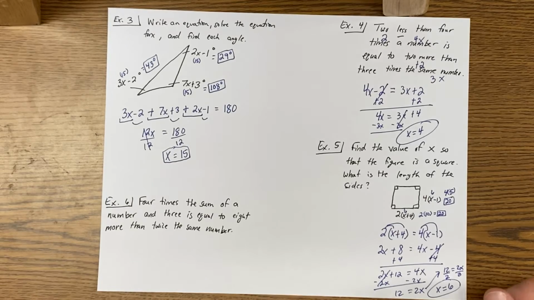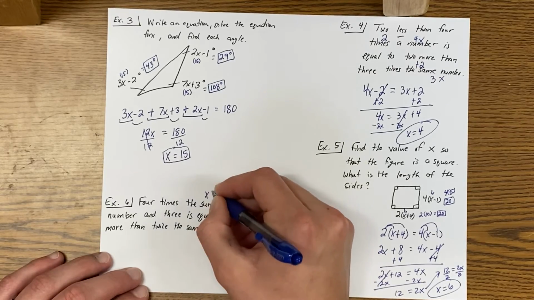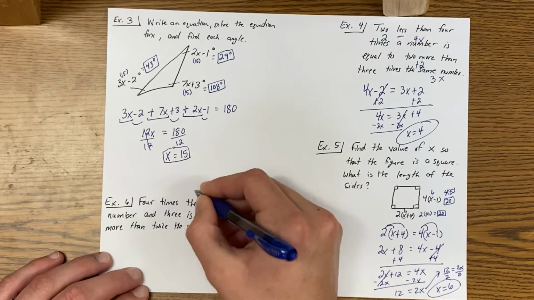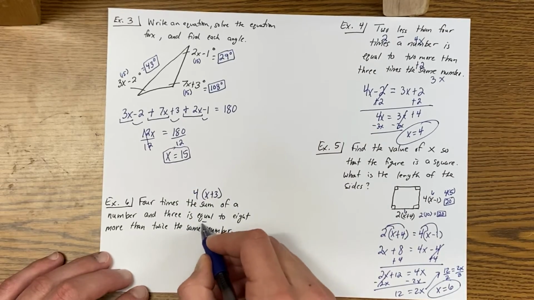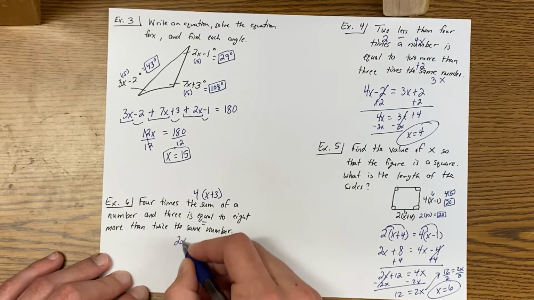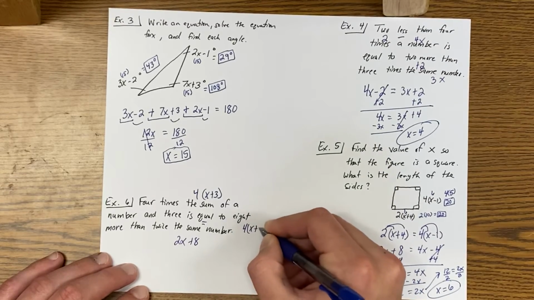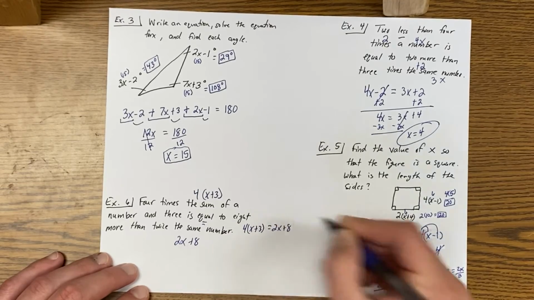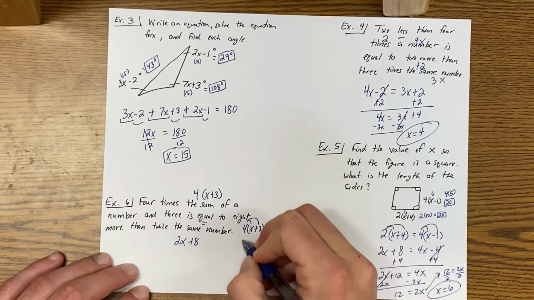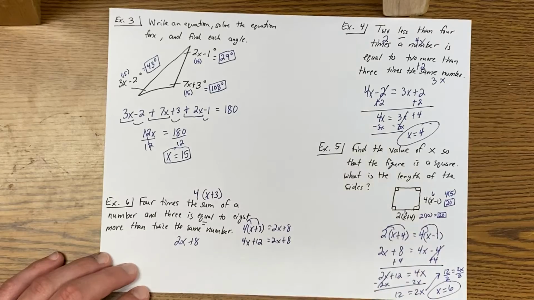Okay. Number 6, our last example, says 4 times the sum of a number and 3 is equal to 8 more than twice the same number. Okay, so 4 times the sum of a number and 3. So that's going to be x plus 3, a number and 3, and that's times 4, is equal to 8 more than twice the same number. So twice the same number, 2x, 8 more plus 8. So my equation, I have 4 times x plus 3 is equal to 2x plus 8. Start off by distributing. 4 times x is 4x. 4 times 3 is 12. And I just rewrite the right side of my equation.